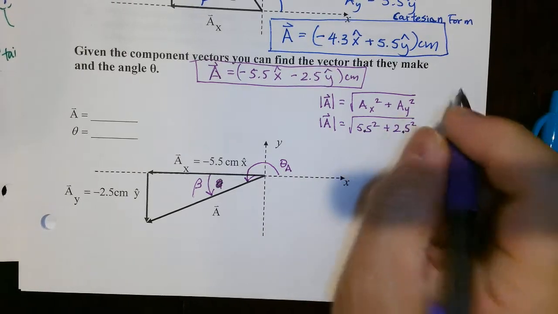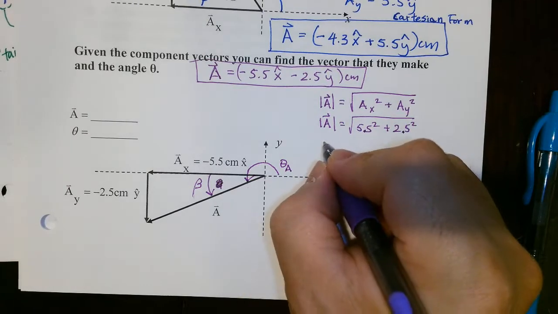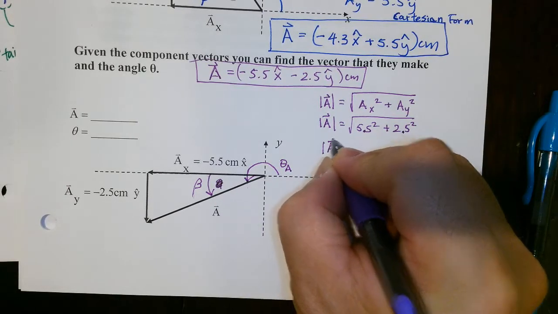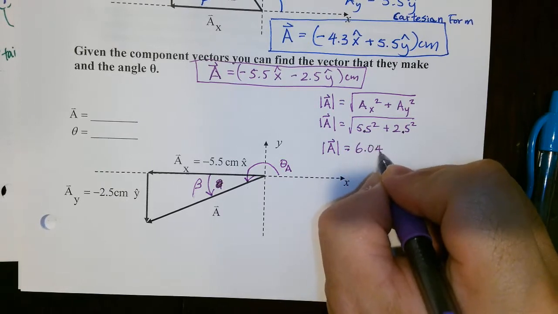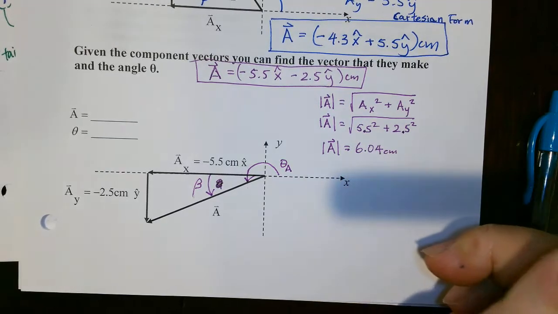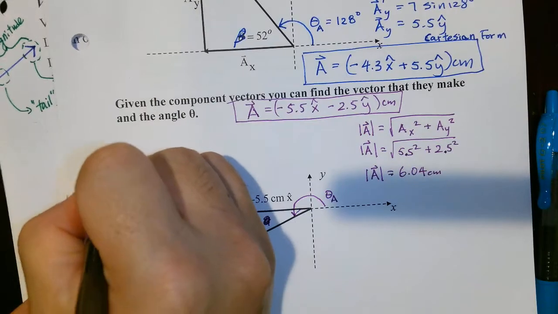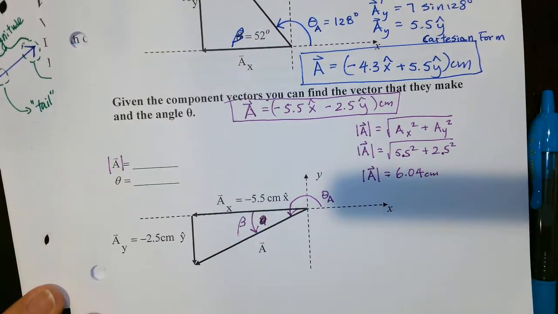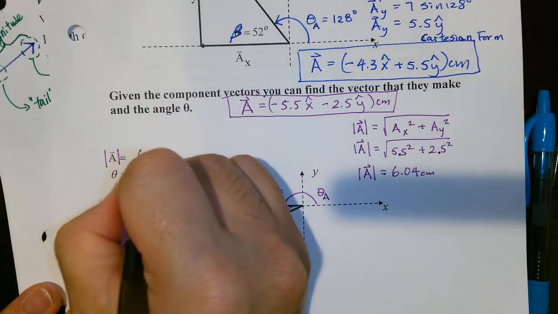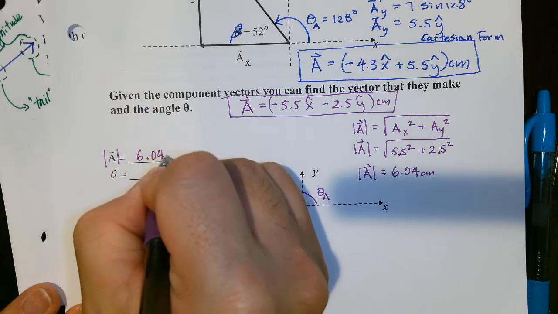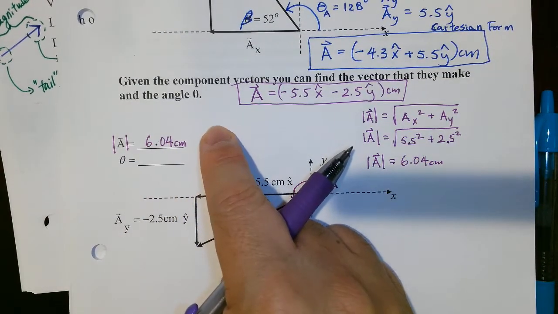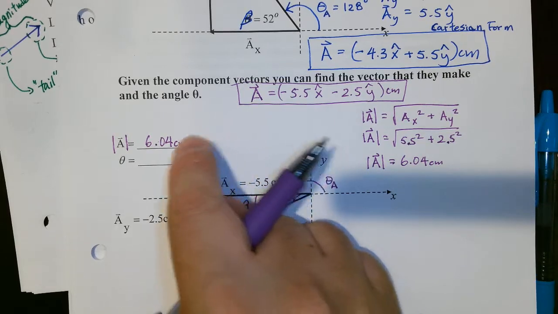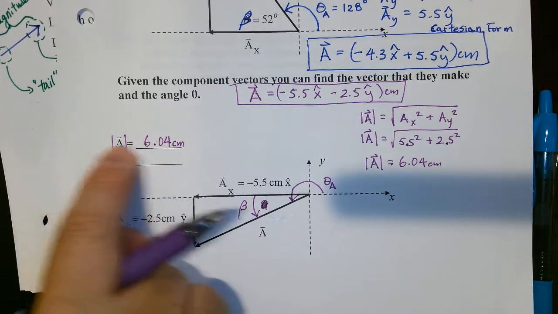And if you do your math correctly, your magnitude of A comes out, I think, to something like 6.04 centimeters. So your magnitude of your A should be 6.04 centimeters. No I hats or J hats, no X hats or Y hats for this, because it's just a magnitude.